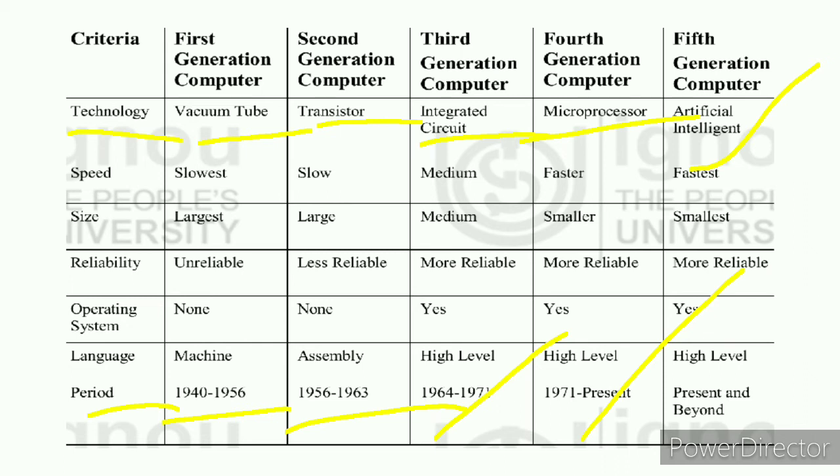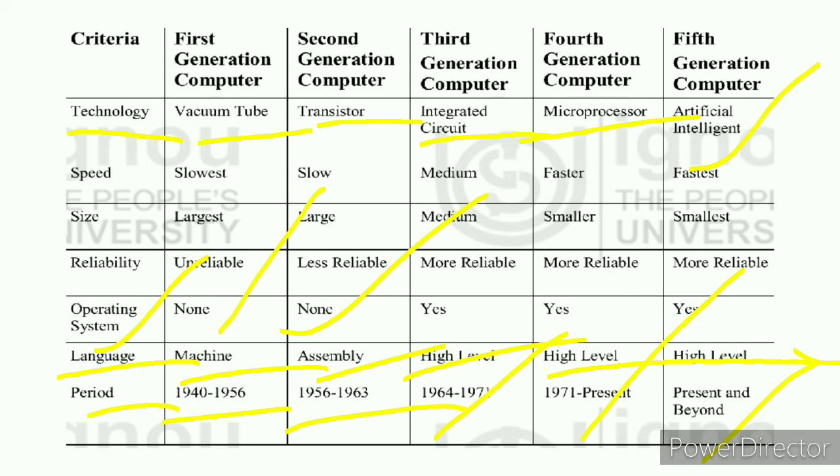You can already conclude it, it's a logical conclusion. You can also see the language. In the first generation it's machine language, second generation it's assembly language, third generation it's high level, and afterwards it's also high level. Another thing is the operating system. We did not have an operating system in the first and second generation computers, and later on we had that. And the size is a very simple conclusion, from large AC rooms to our labs.